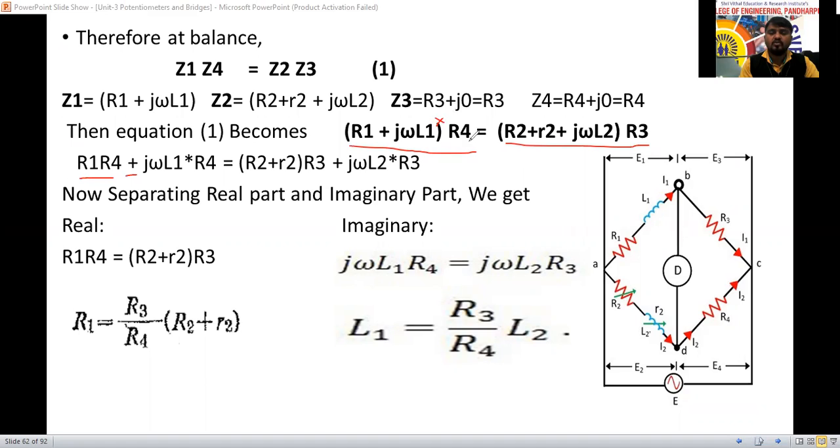j omega L1 into R4 we have written. The equal to symbol I will write here now. R2 plus j omega L2 I will consider as one term only. So R2 into R3, plus j omega L2 into R3, we have written here now.